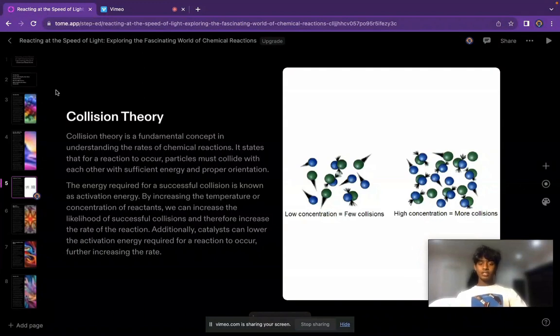By increasing the temperature or concentration of reactants, we increase the likelihood of successful collisions and therefore increase the rate of the reaction. Additionally, catalysts can lower the activation energy required for a reaction to occur, further increasing the rate.